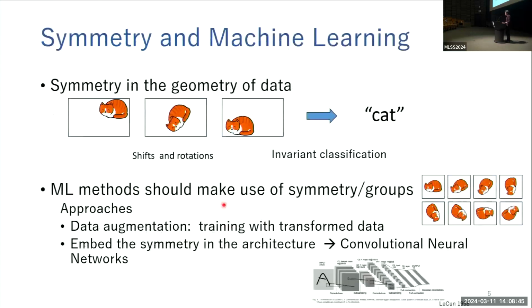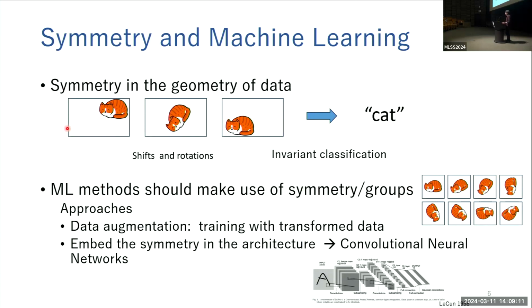If you think about machine learning, obviously, machine learning deals with data, and the data often has some geometry. So it is natural that we can make use of symmetry in the geometry of data, or group theoretic consideration in the geometry of the data.